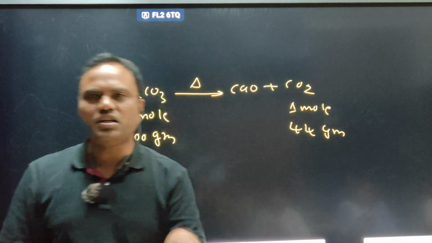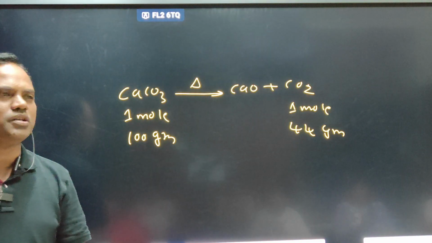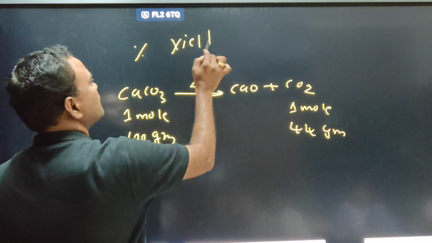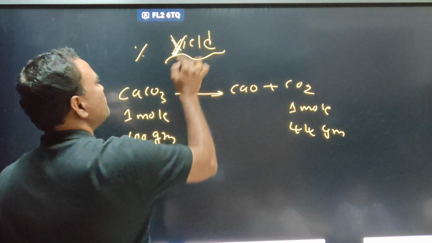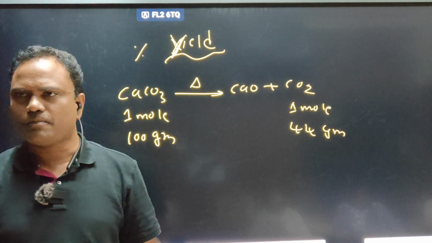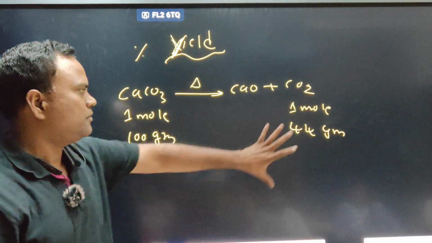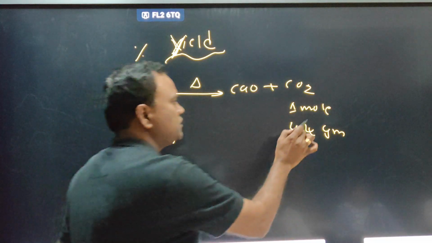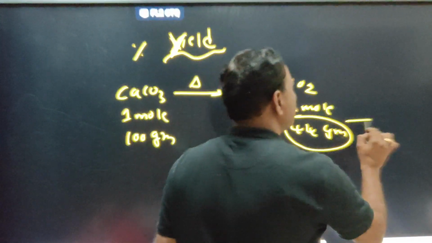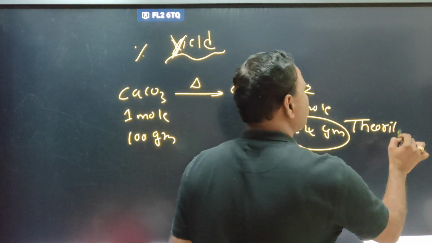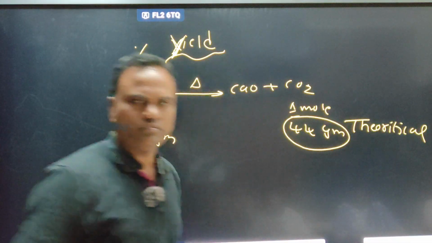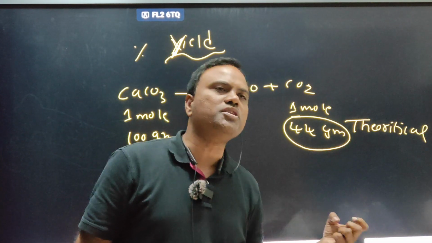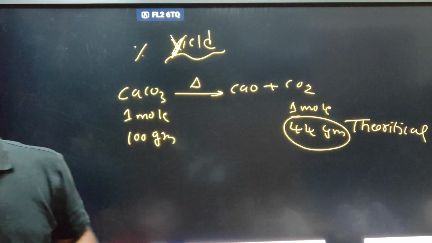Percent yield. Yield is nothing but the amount of product. Okay, see. Theoretically, how much weight should we get? This is the theoretical yield. When we heat 100 grams of limestone, theoretically how much should we get? 44 grams. That is fixed.